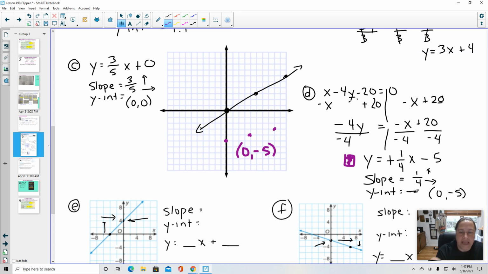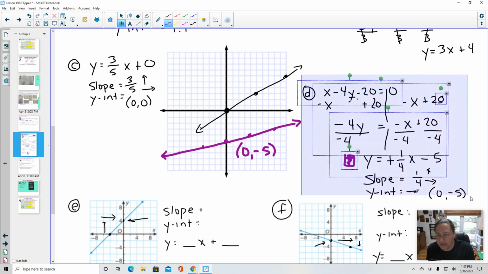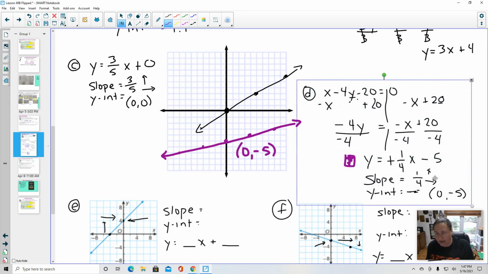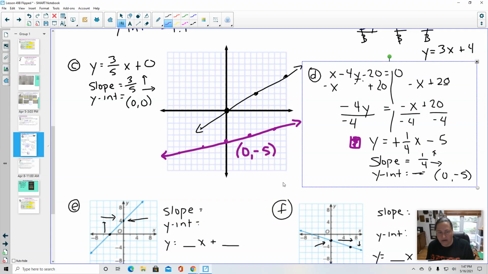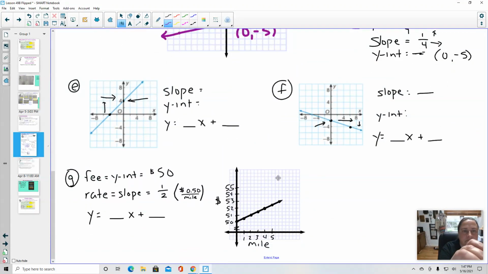There's my line. And if you ever run out of room going to the right, you can also go left, down 1, back 4. A negative and a negative makes a positive. And then I'm going to draw my line through those points. And the other important thing is these are lines. These are infinite lines. They are going to go on forever in both directions and therefore need arrows. All right, E.